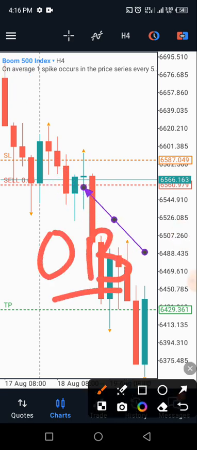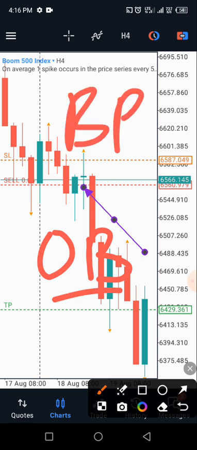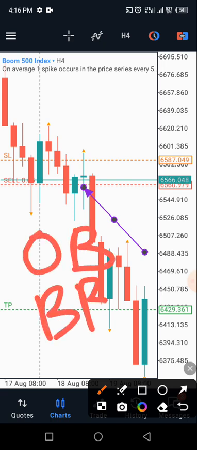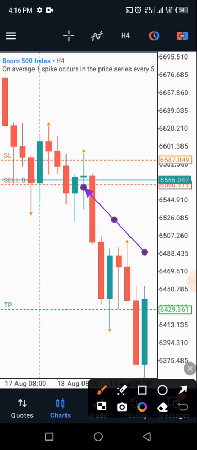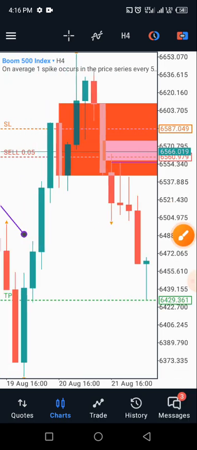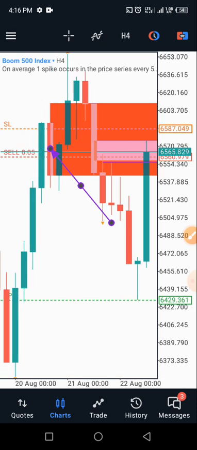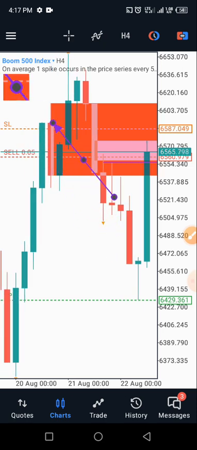But there's another concept called the breaker block, and whenever we want to spot an entry, we can make use of either the order block or the breaker block. Here you can see that we are able to place a trade making use of this particular breaker block candle. What actually happened was that market broke below and took out this particular candlestick. This candlestick is referred to as a breaker block.